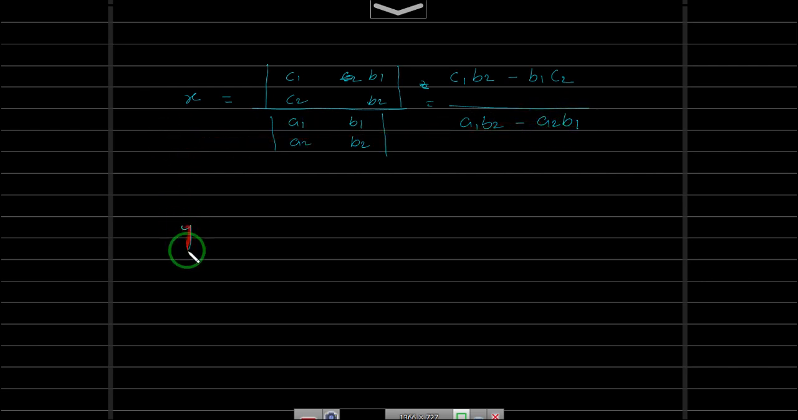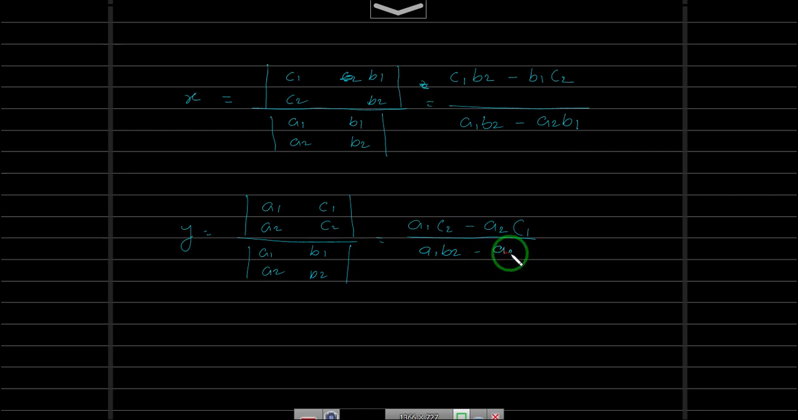This is the value of x. To get the value of y, we replace the second column now. The first column stays as it is, a1 a2, and the second column b1 b2 is replaced by c1 c2, those coefficients on the right hand side, and of course divided by the determinant of A. When we expand this, it will be a1 c2 minus a2 c1 divided by a1 b2 minus a2 b1. So directly we will get the values of x and y.